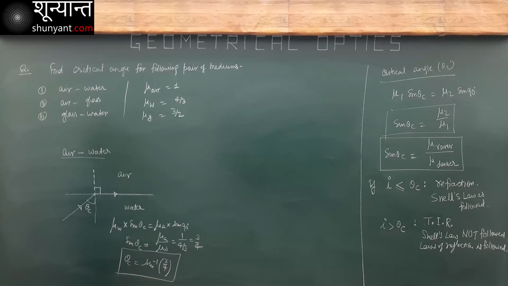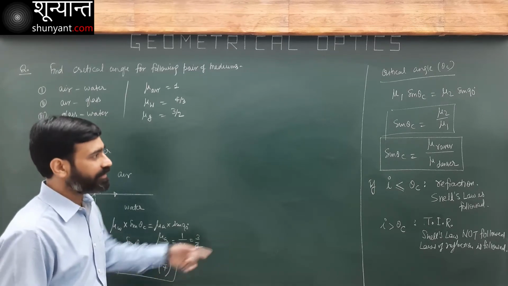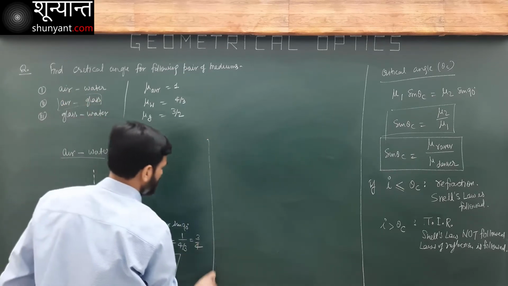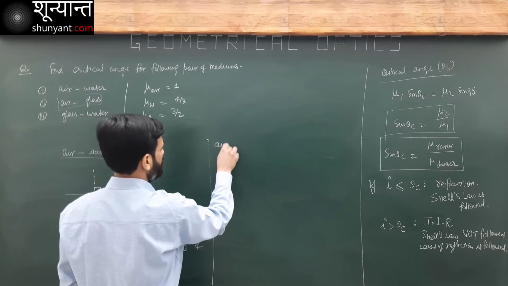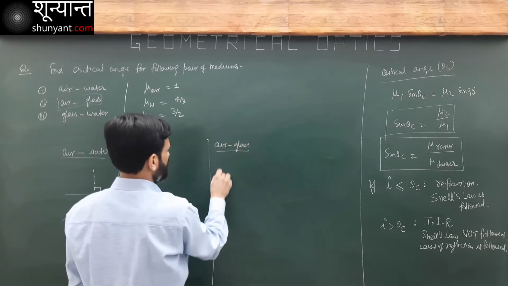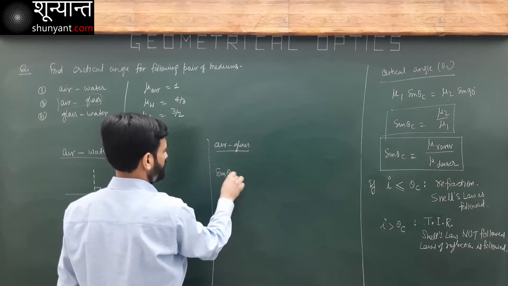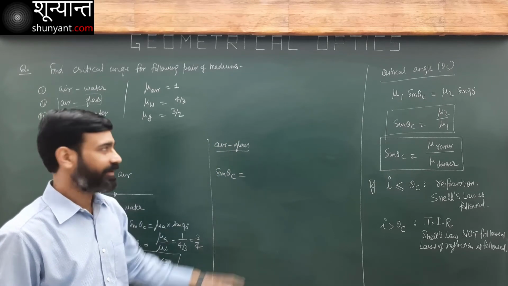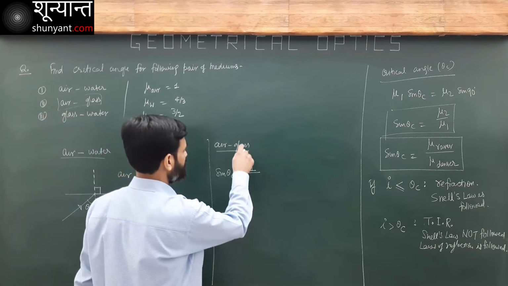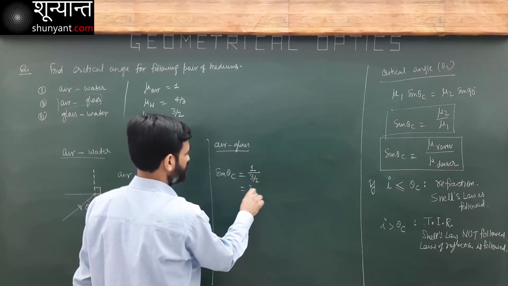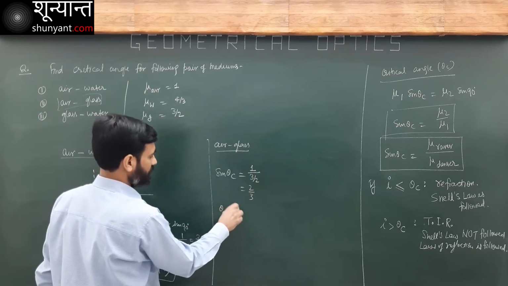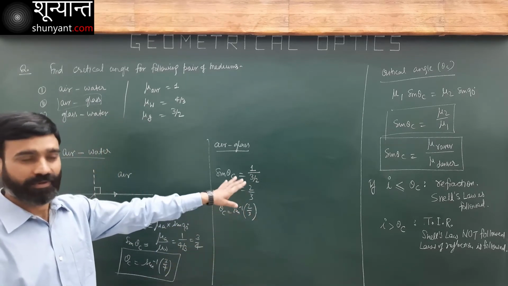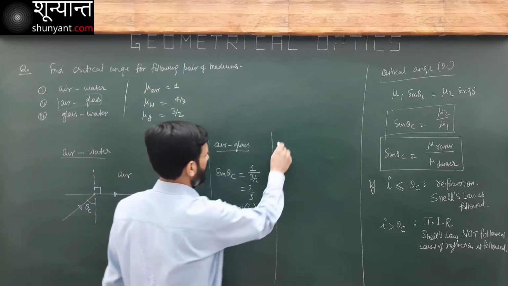That's it. I could have gotten the same answer by directly applying this relation, rarer over denser. Let's apply that in the case of glass. Air, glass. Sine theta c. Of these two mediums, which one is rarer? Air is rarer, so I will write rarer over denser. This is 3/2, it becomes 2/3. So theta c is sine inverse 2/3. This is not a standard angle, so I will report it like this only. That's it.